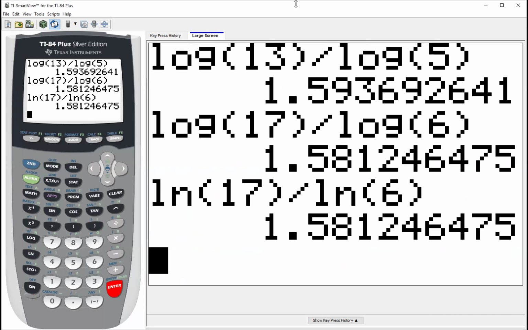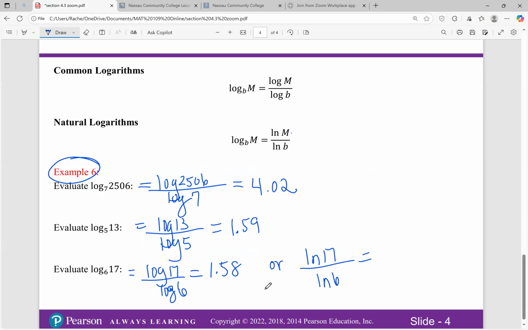So that's how we change the base manually. And you could do it whichever way you're more comfortable with, whether you use the function in the math menu in the calculator or you change the base by hand. So we get the same answer. And that wraps up section 4.3. In the next lecture, we'll cover section 4.4.